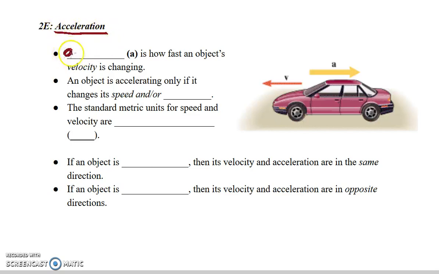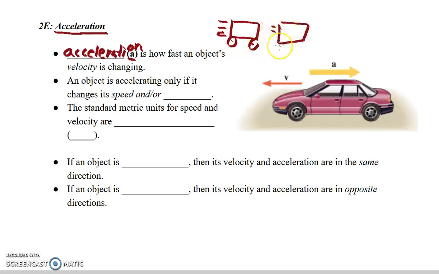Acceleration is how fast an object's velocity is changing. It has a symbol A. We can think about that like if there's an object that's rapidly speeding up or rapidly slowing down, we would say that it has a large acceleration.